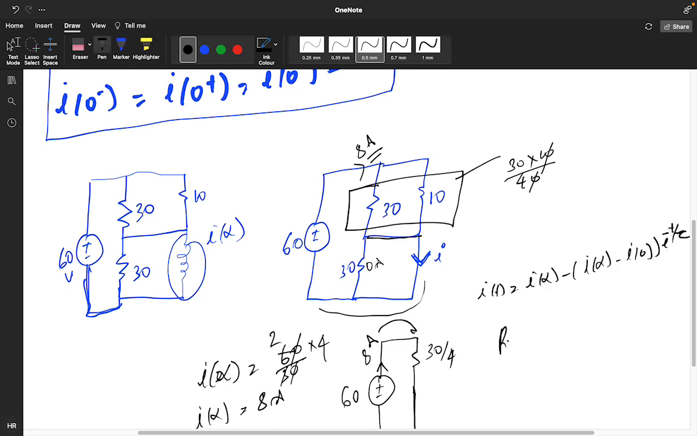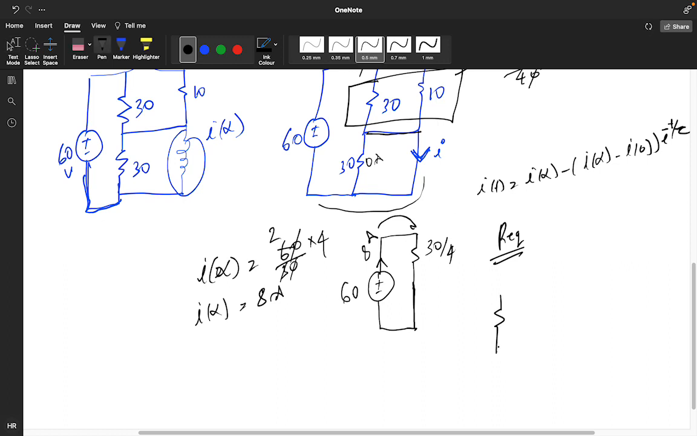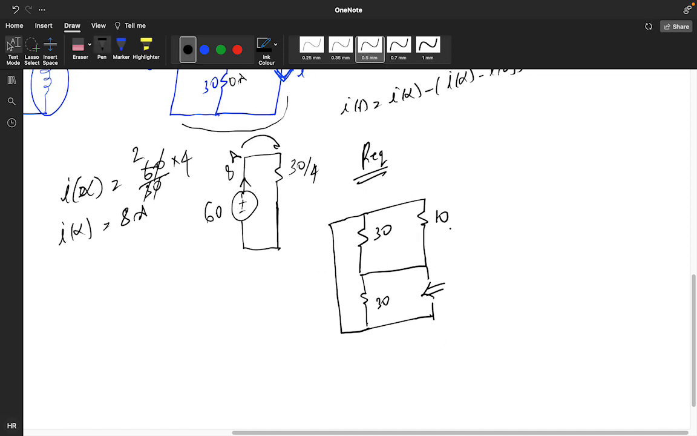So first you need to find the R equivalent. For finding the R equivalent, this is my circuit, this is my 10 ohm, this is 30 ohm, and this was the inductor. So you have to see from here. And one thing, the sources will get short circuited. So what will the R equivalent come to? This is point A, and this is point B.